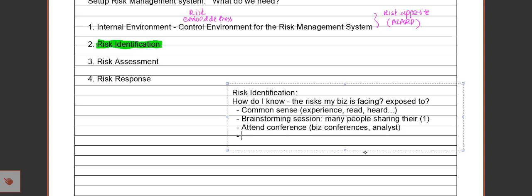Of course, once you have started a business, you will know more risks as you move on, because the risks start occurring. You start to face problems, and each time you face a problem, you realize that the risk is there.